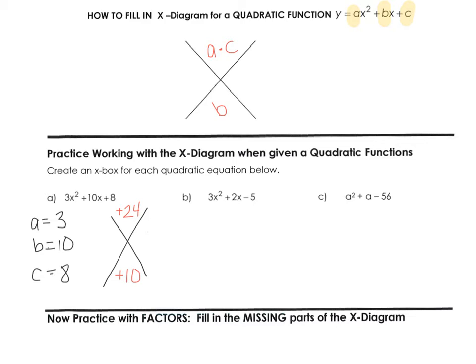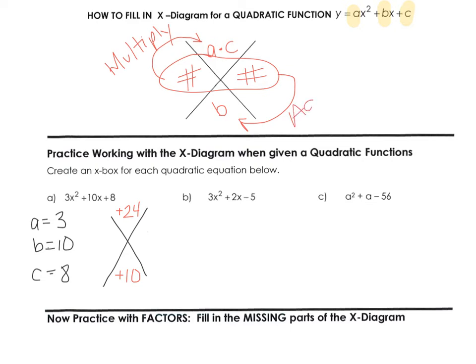Okay, so that's how we start. Identify A, B, and C. A times C goes at the top, B goes at the bottom. Then, this is the key. We need to find two numbers that multiply to be our AC number, and they have to add to be our B number. Okay, that might sound a little confusing, but with practice, it gets easier.